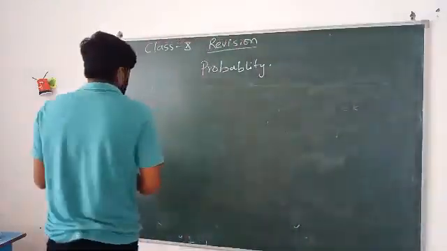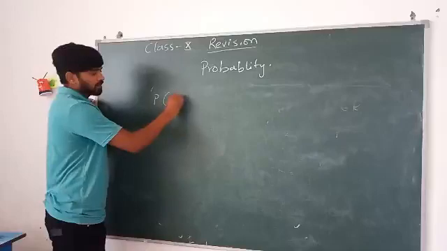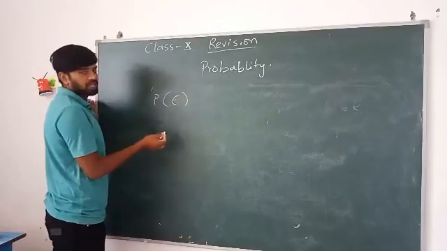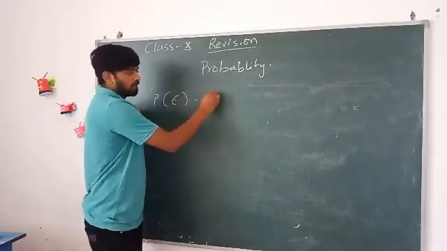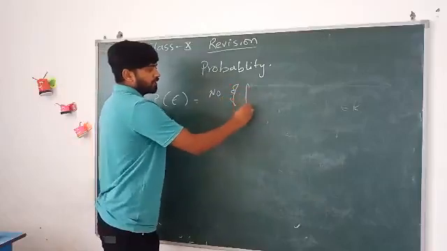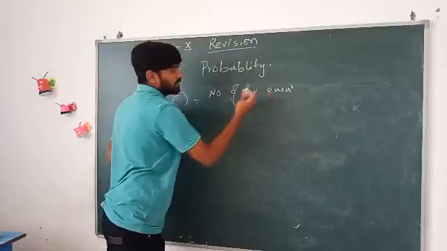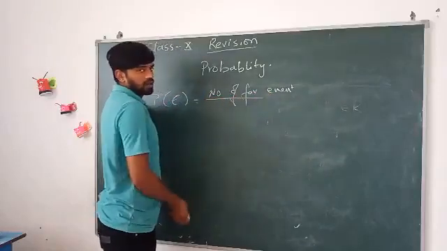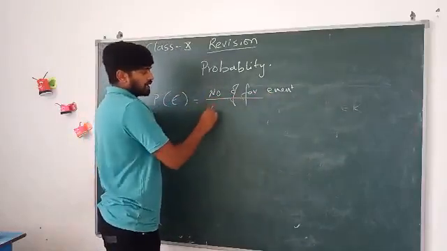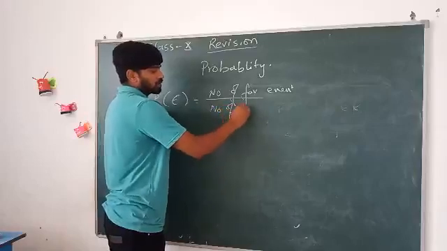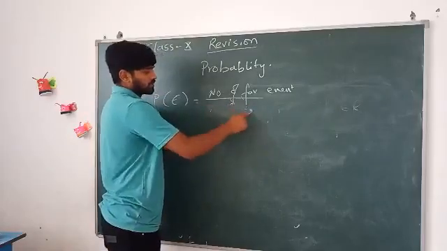There's one simple formula of probability, that is P(E). This means probability of any event equals the number of favorable events. Favorable event means the number that you are favoring. Okay, I'll explain that more. Divided by the total number of events. So you can just write total number of events.